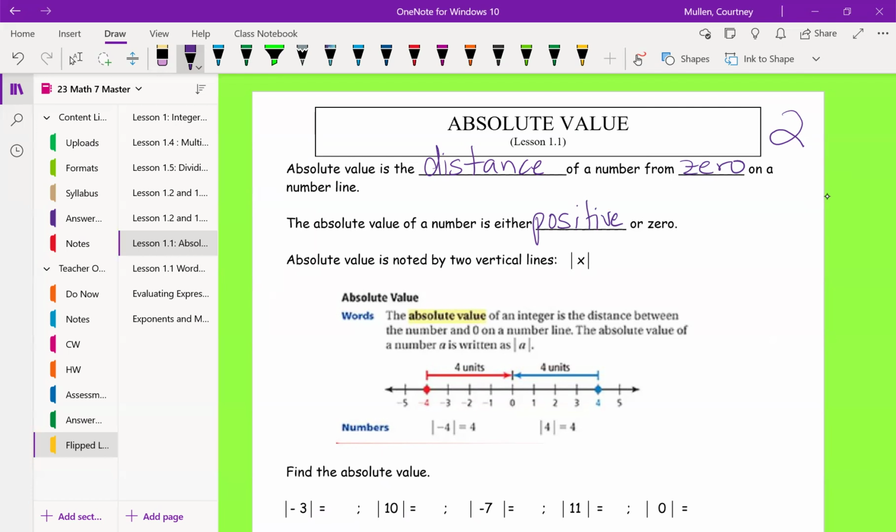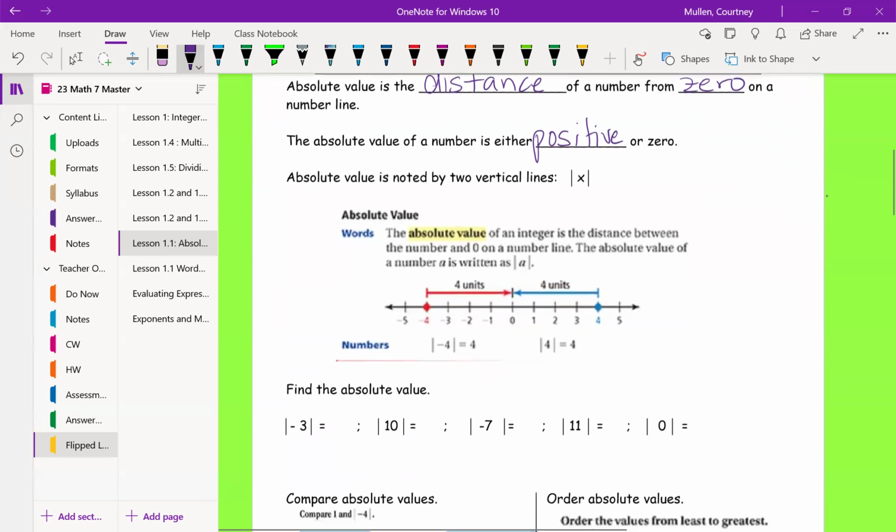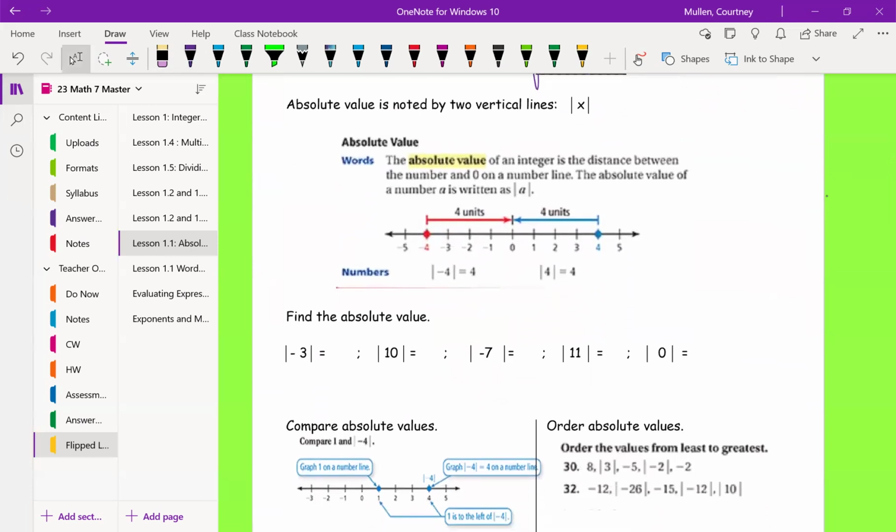So if we take a look at this example here, the absolute value of an integer is the distance between the number and 0 on a number line. As we see here, both -4 and 4 are 4 units from 0. So the absolute value of -4 is 4, and the absolute value of 4 is also 4.